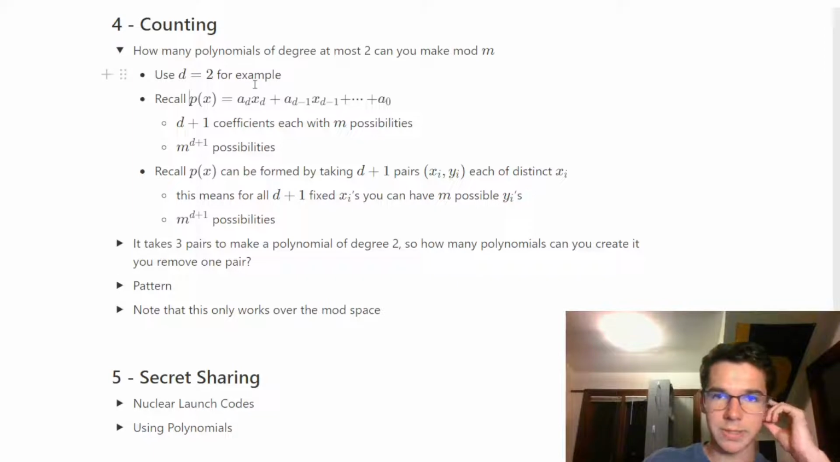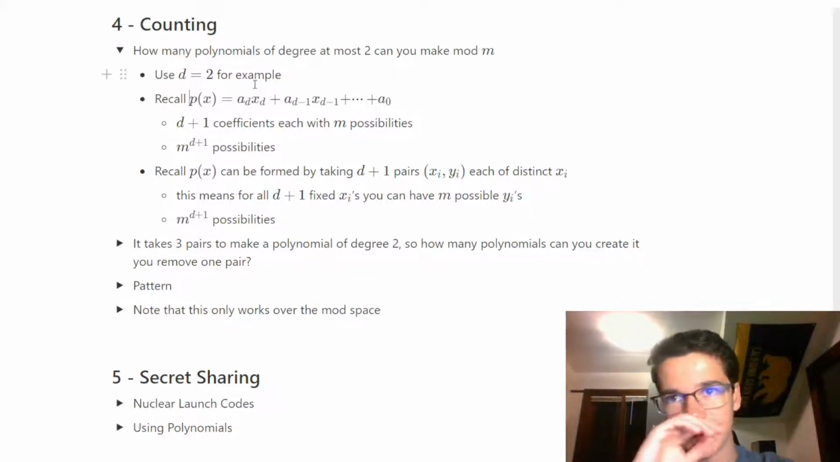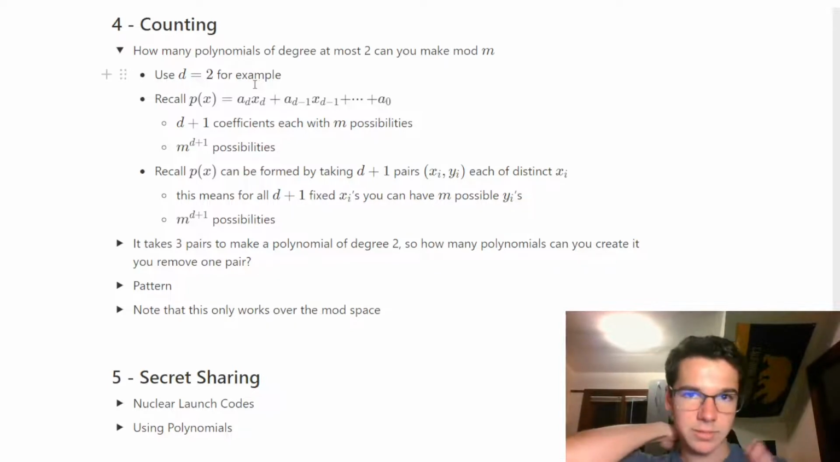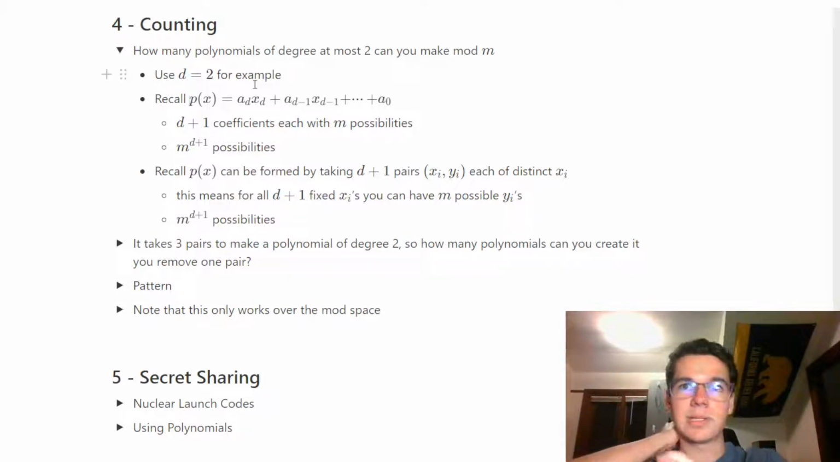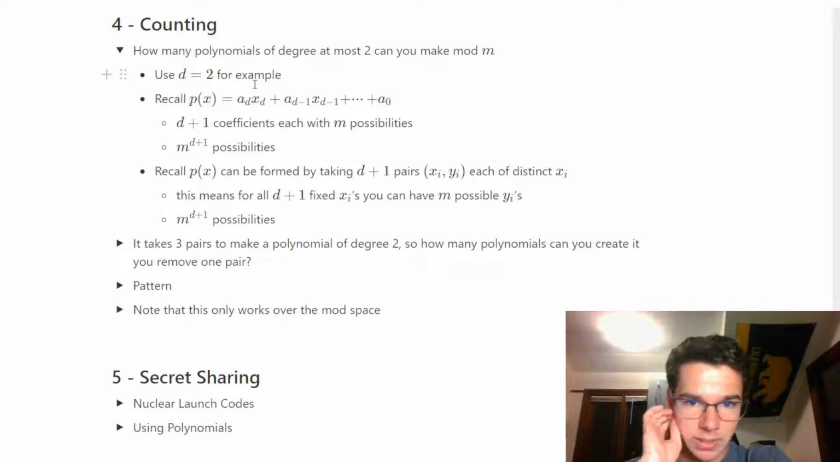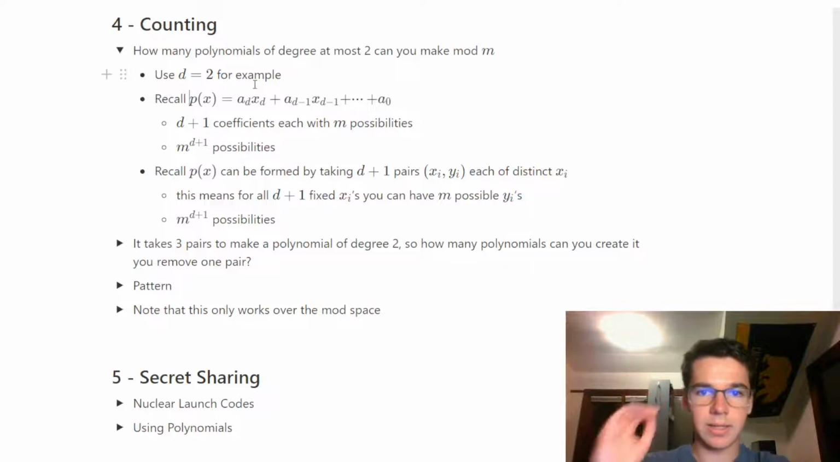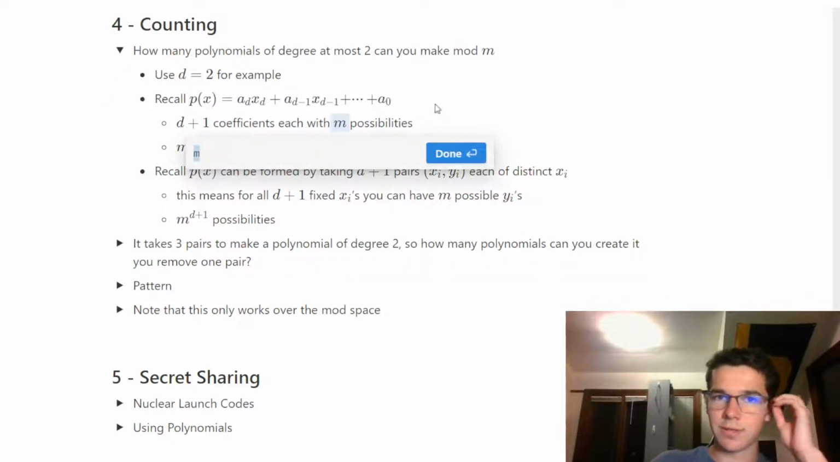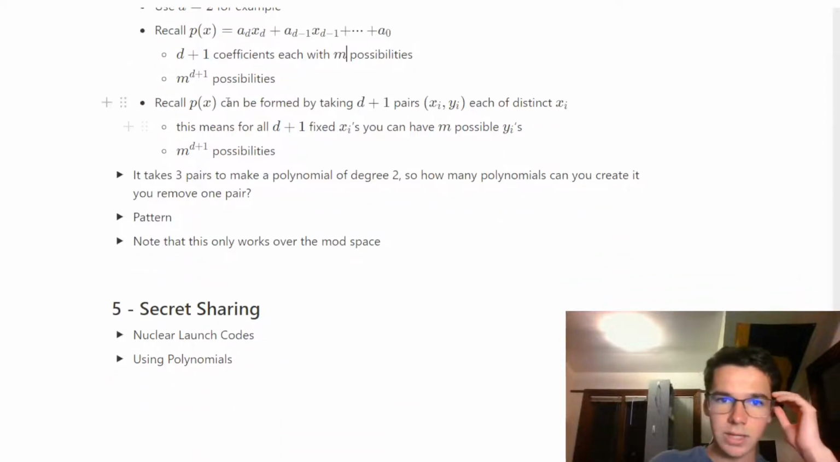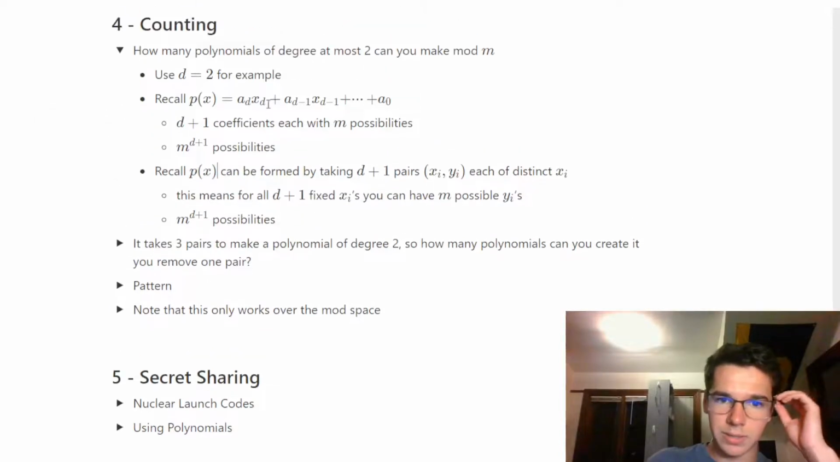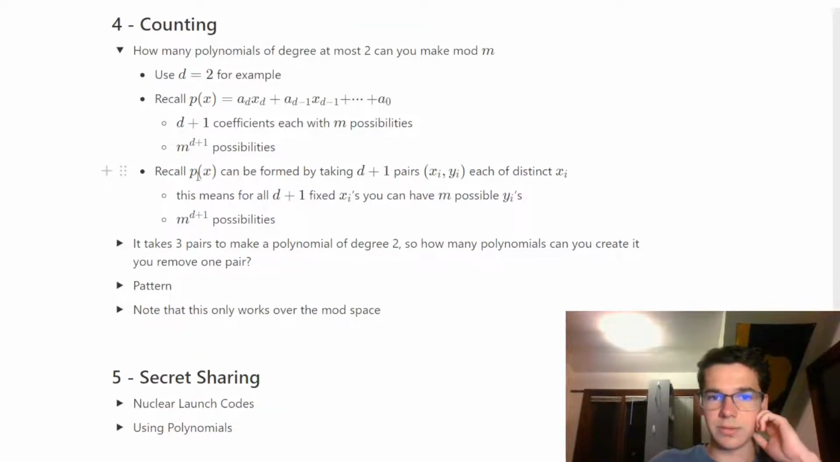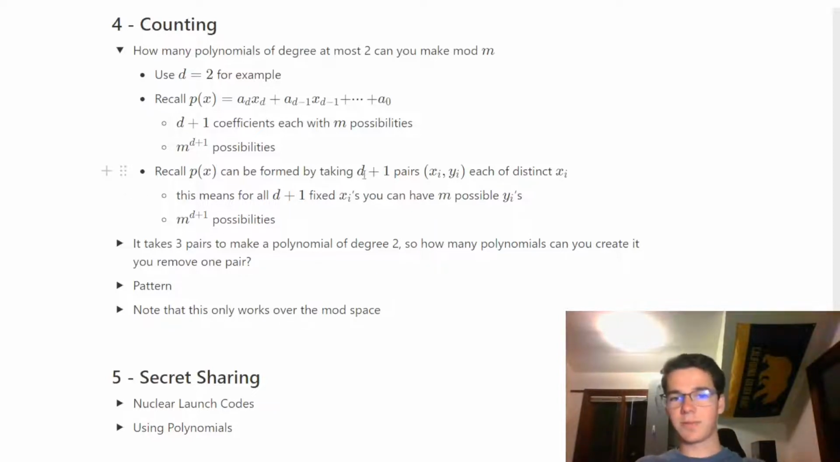If our polynomial is of degree 2, then we can think of that other polynomial that we used, which is going to be, let's say, x squared plus x plus c, for example. Because we have 3 coefficients, d plus 1 coefficients, I mean, and we can use m different numbers, then we have m to the d plus 1 possibilities. And you can also think of this in another way, by remembering that p of x can be formed by taking d plus 1 pairs with distinct xi's.